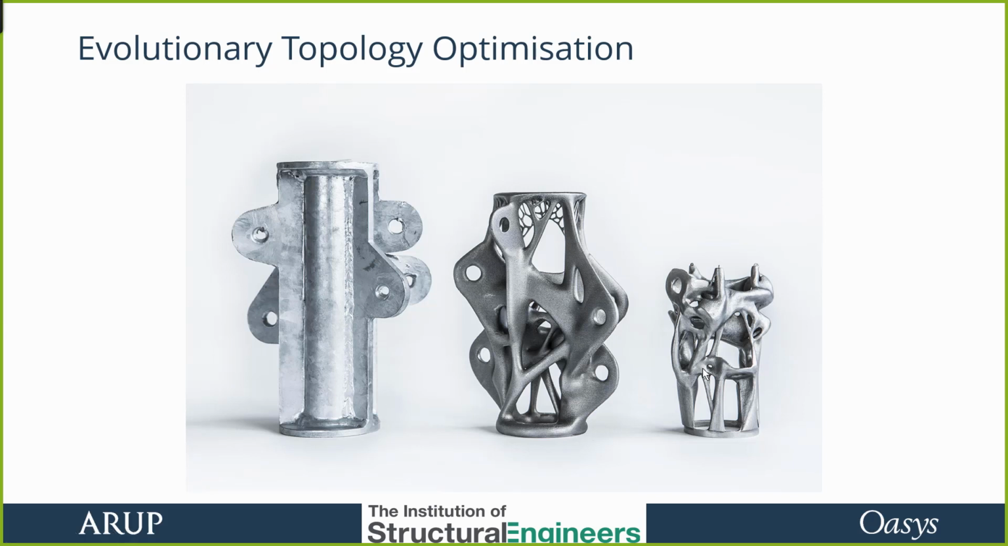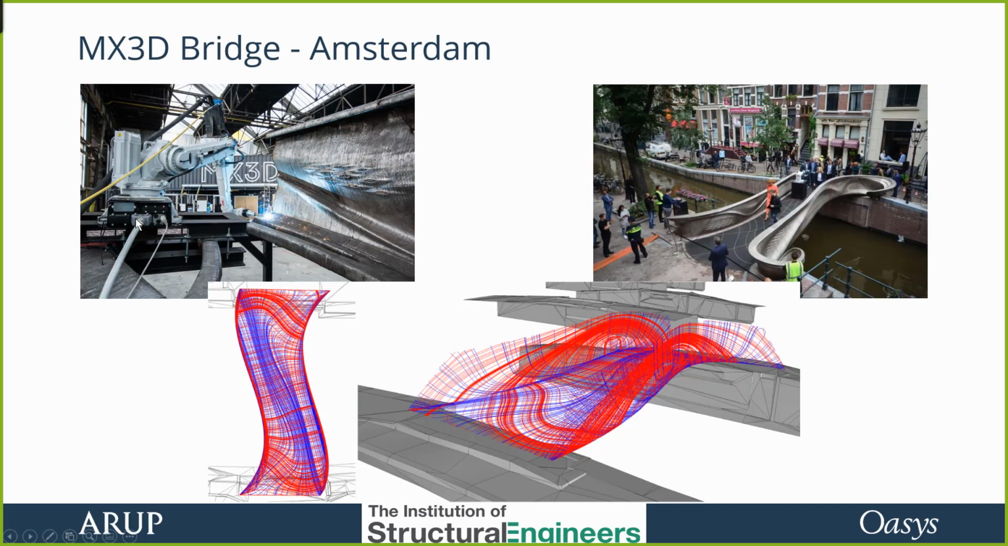Now, 3D printing is still in its infancy, but there are projects out there, and this is one you may have seen in the press recently, again from Arup Amsterdam, a new 3D printed bridge over one of the canals in Amsterdam. This is actually 3D printed steel, so it's 100% weld. So a reduction in material, but probably quite high in embodied carbon. So this is not the final answer.